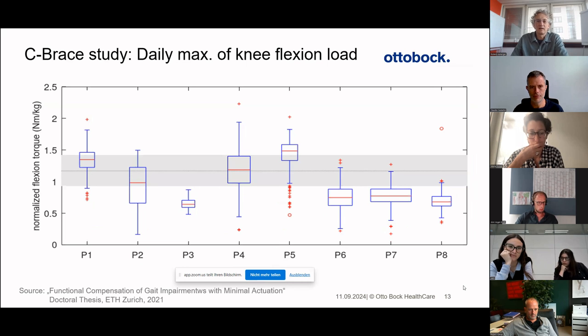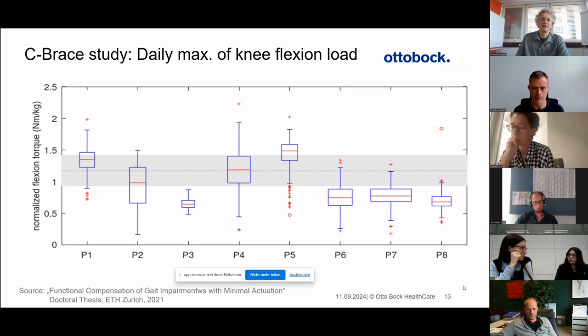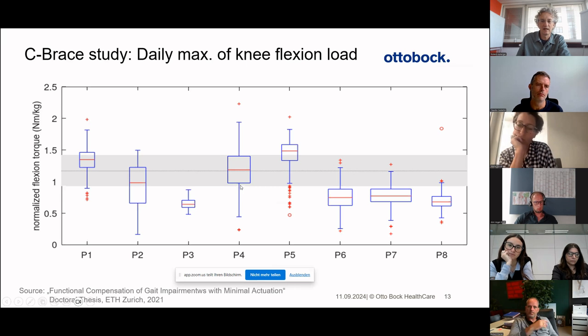But what about the loads? We were only talking about cycles before. And this slide shows the maximum flexion load that occurred during the day. The gray shaded area gives reference data from healthy individuals when walking downstairs. And what you can see here is that these maximum loads are pretty much in the range of what healthy people would achieve. So this is an indicator that the C-brace, at least for some users, does pretty much what the muscles would do in healthy people. It does a little less for the last few people who had a little better residual muscle control. But it also tells us that taking loads of healthy reference people as a reference is not a bad guess for the beginning.